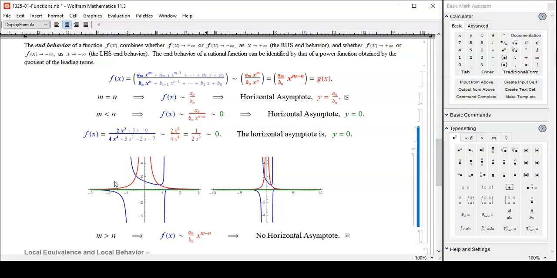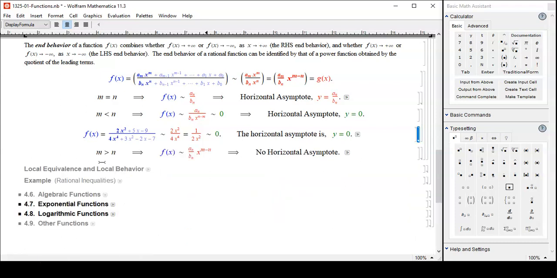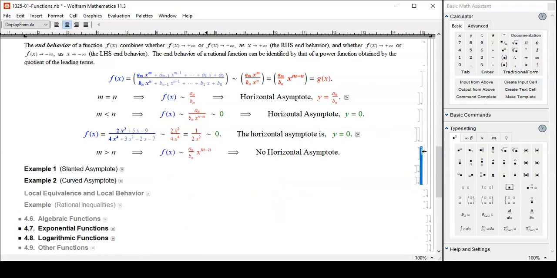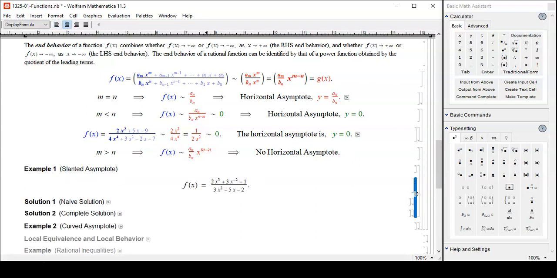You see, when x is small, they're all different. Look at the second picture. When x is large, to the right or to the left, humongously positive or humongously negative, they're equivalent. And that's what we're looking at. And that's how you get horizontal asymptote. When the numerator has higher degree, then no horizontal asymptote. Let's see.